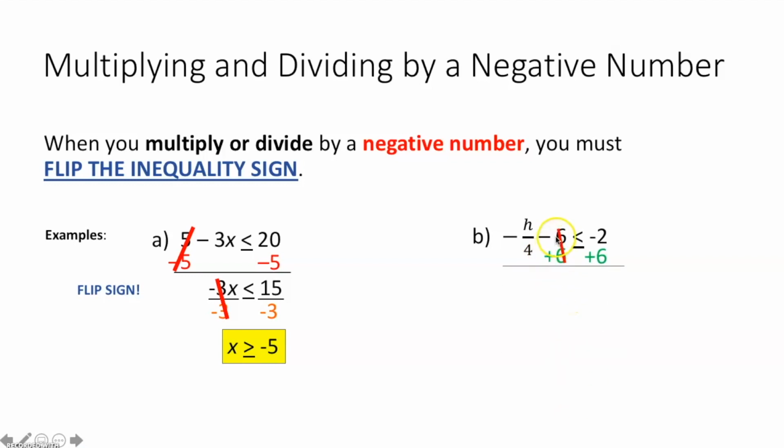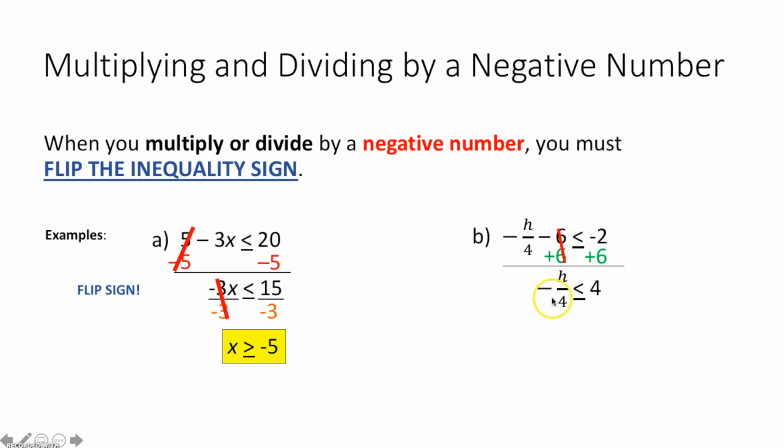That way these cancel out, and I'm left with, over here, negative 2 plus 6 is going to be positive 4. Now I have negative h over 4 is less than or equal to 4. I need to get h by itself. I need to move all my constants to the right. So this 4 and this negative sign have to go. So it's really h divided by negative 4.